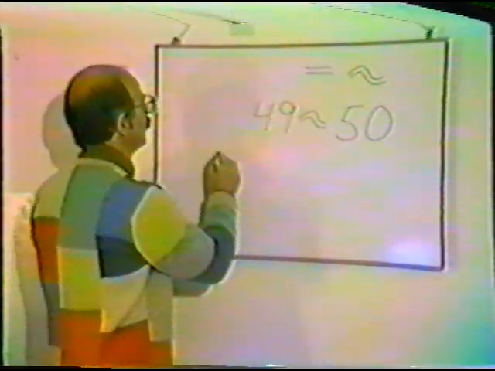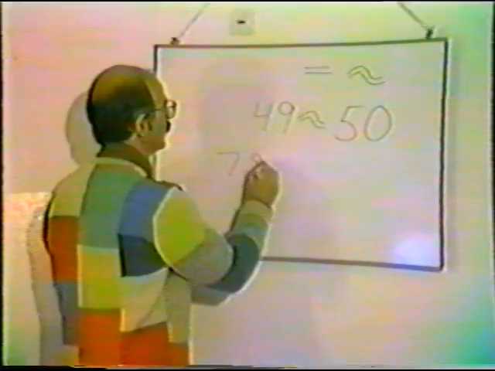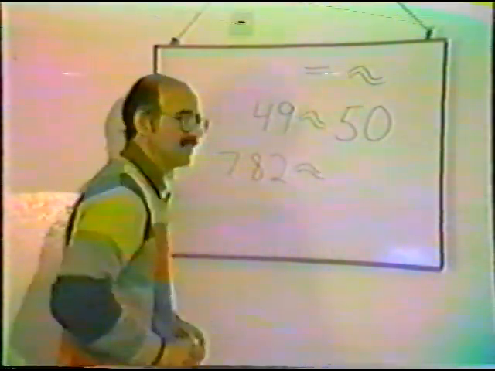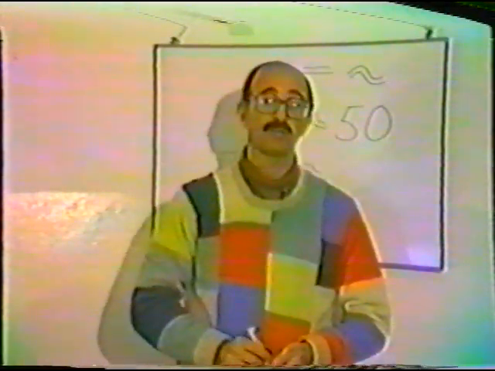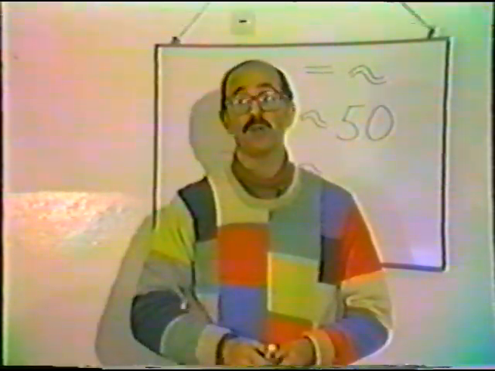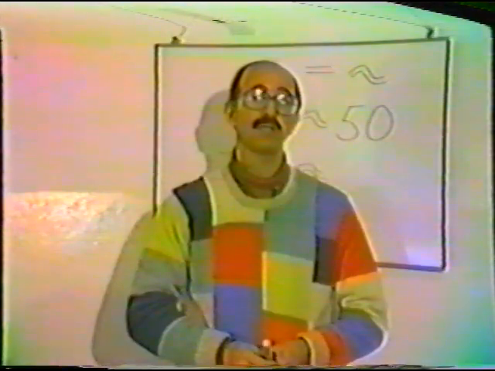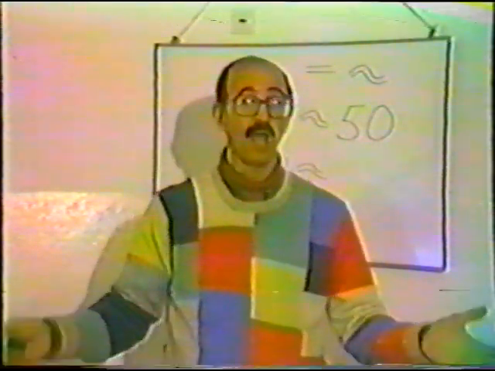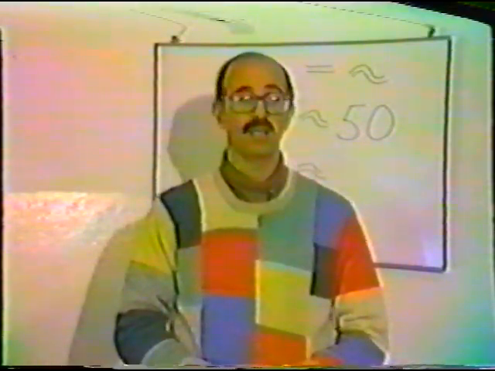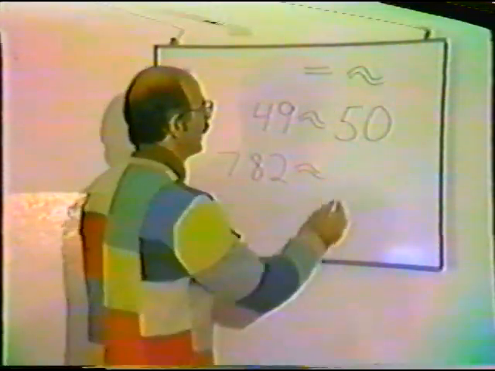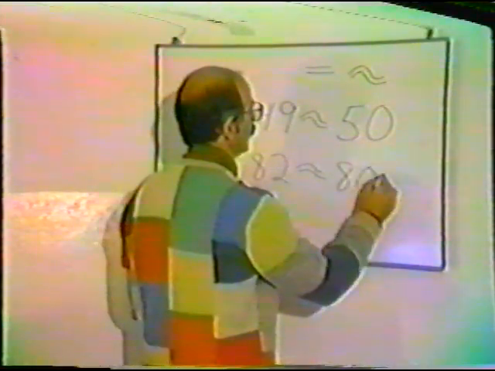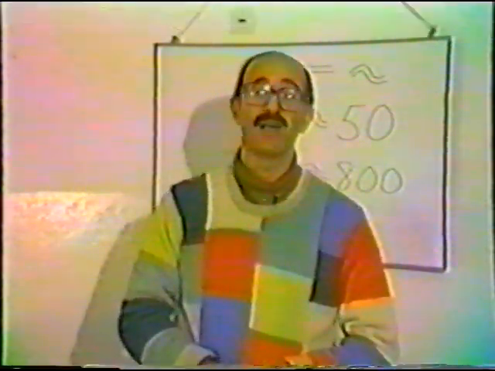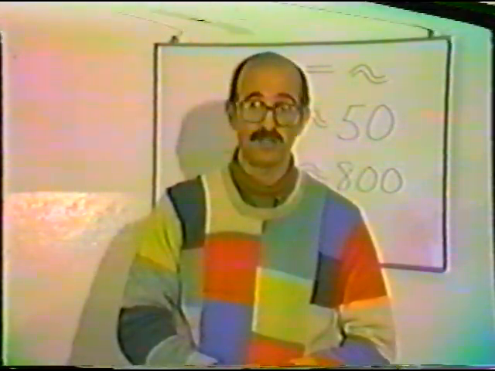How about the number 782? 782 is a precise number, but we don't want to be that exact, so we say that 782 is just about how much? 800. Just about 800. We have rounded it off to the nearest hundred.